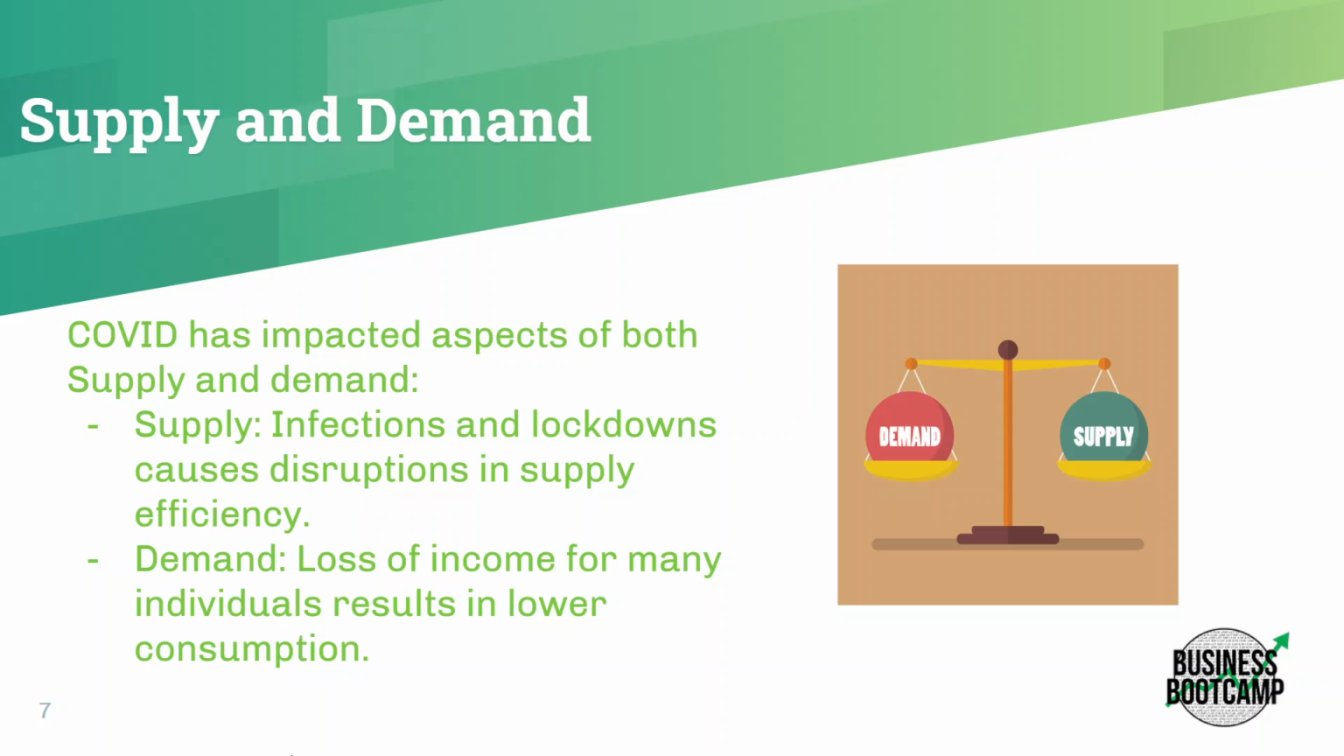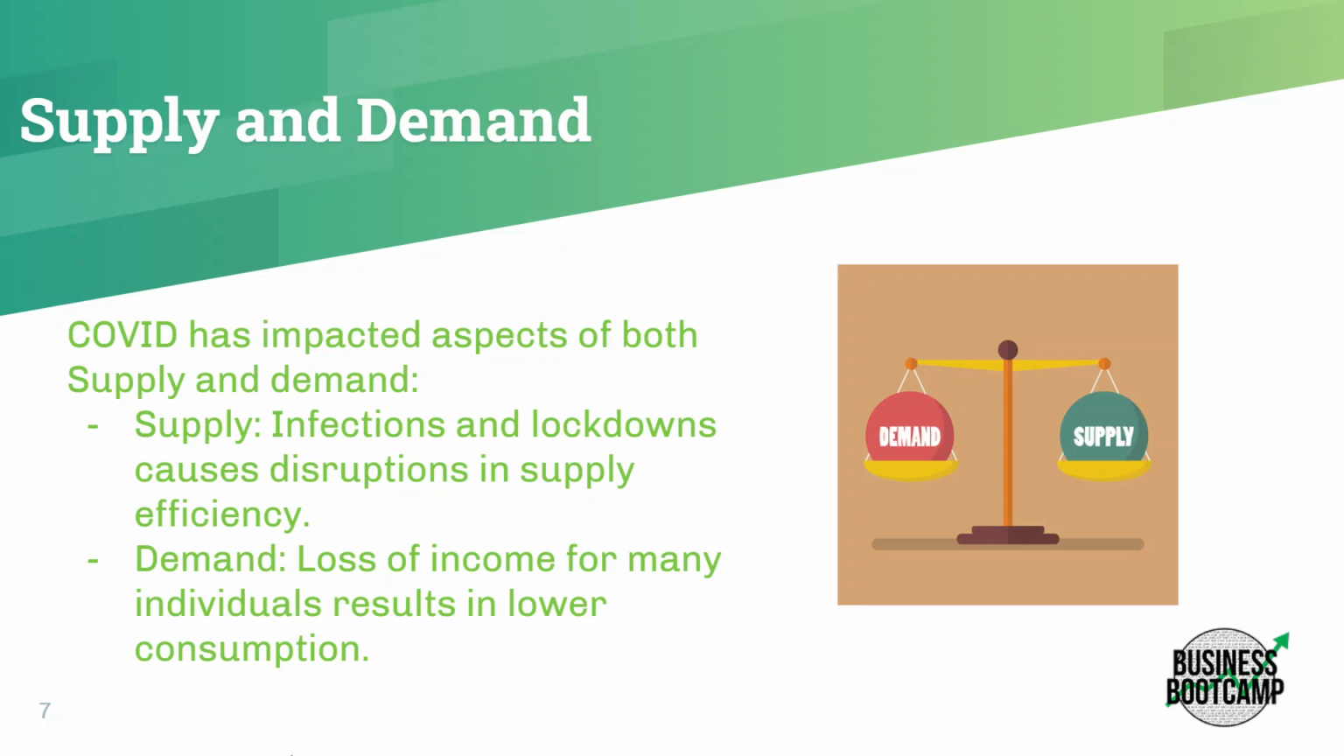But this drop was really high and really sudden. Now, as you may already know, the US economy runs on supply and demand. COVID has impacted both these aspects. For supply, infections and lockdowns have caused disruptions in supply efficiency, production, and the supply chain. On the demand side, loss of income for many individuals results in lower consumption.